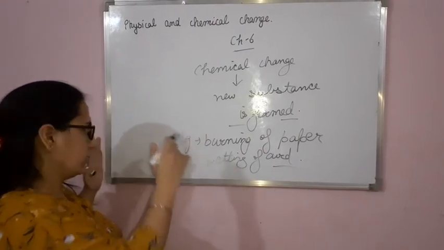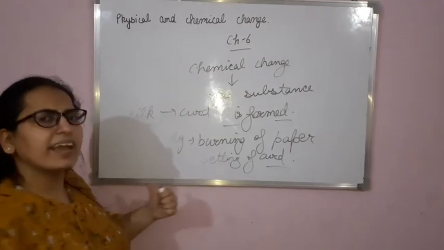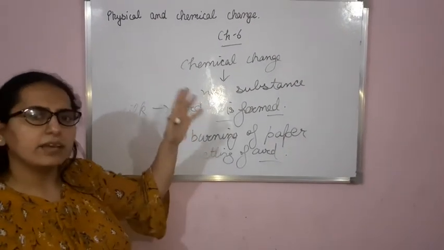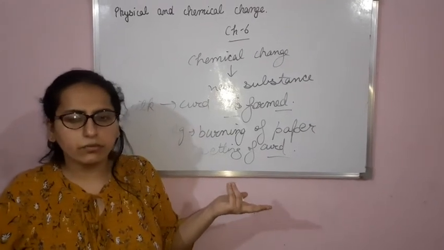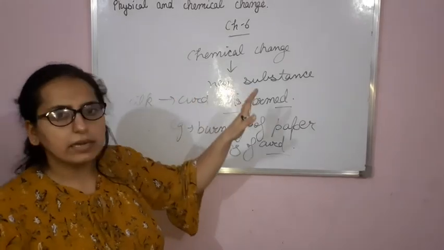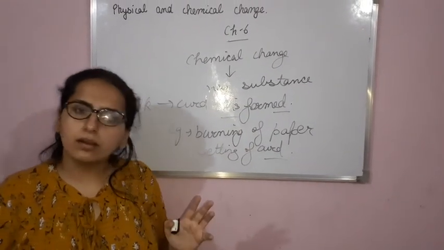And it is irreversible also. From milk we can make curd. But can you reverse it back? Can you make milk from curd once again? Think. Your answer would be no. So generally chemical changes are irreversible. Clear? Thank you.